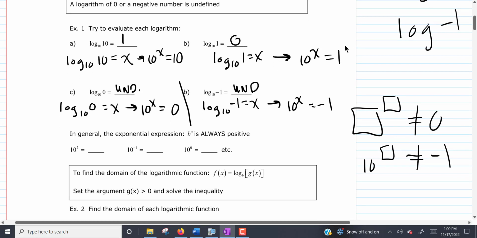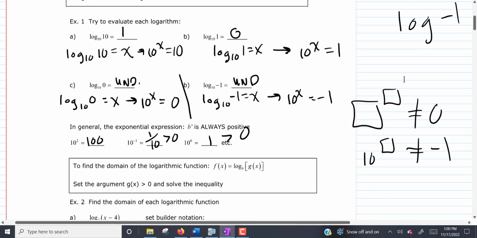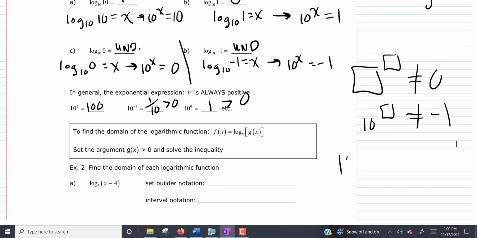All right? So here's the idea. Now I'm doing this backwards with exponentials. 10 to the second is 100, but 10 to the -1 is 1 over 10, which is a positive number. Okay, if you take 10 to a negative power, you're going to get a positive answer. If I take 10 to the 0, I get 1, so it's always positive. The idea is if you take 10 to any power, it will always be a positive number. Does that make sense to you?